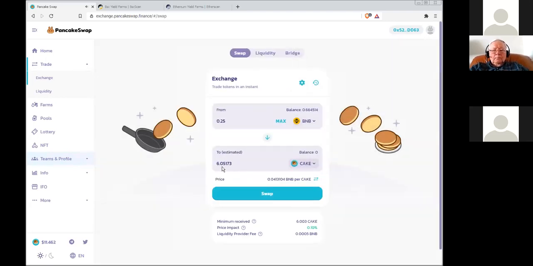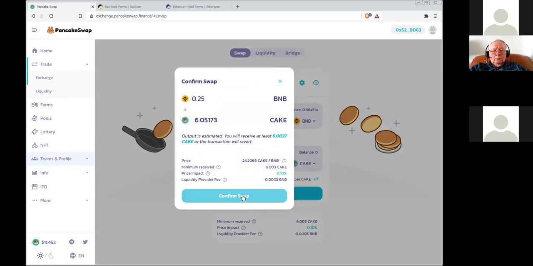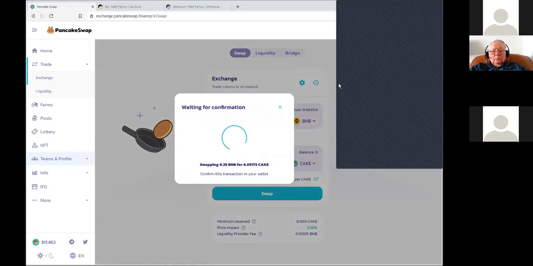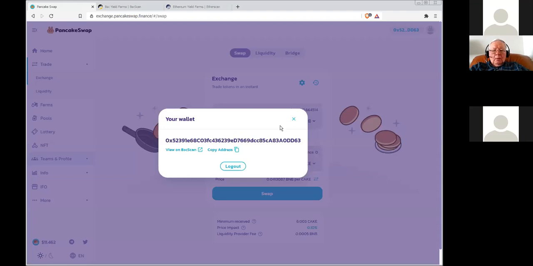And this is telling me how much cake I'm going to get. So I'm going to say swap. Now the price just changed on me. It came up, said confirmed, and then the price changed. So I have to accept the price change and confirm it. And then the wallet is coming up and asking me, I don't know if you can see this because it says it's not being shared. Now the wallet is telling me I don't have... the wallet is still seeing a zero balance.